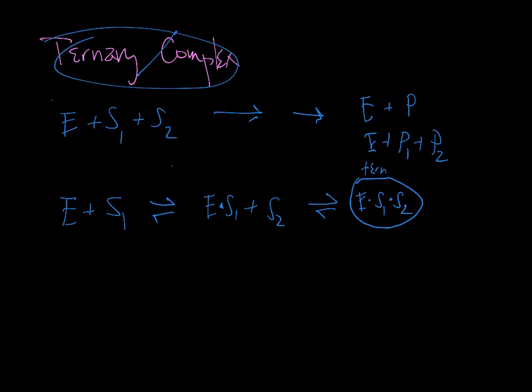Okay, that does not happen in the ping-pong. And then this would go on and on to make either one product or two products, depending upon the synthesis or if it's an exchange reaction of some sort. That's one. That's called a sequential, or chronological addition. Then there's another one that's called random, which is E plus either S1 or S2.